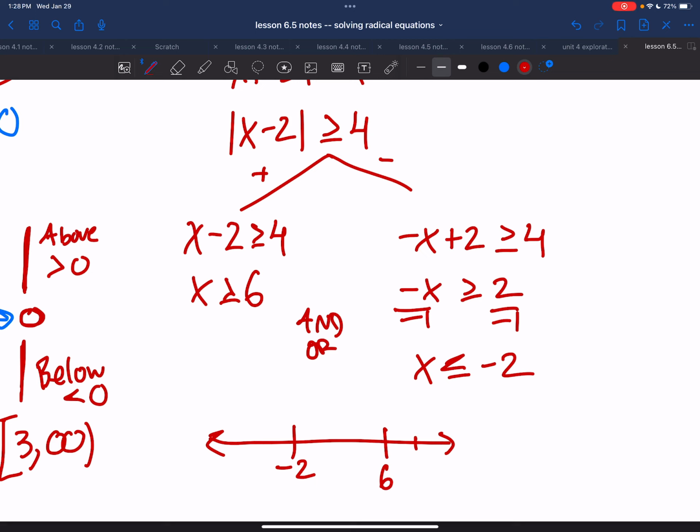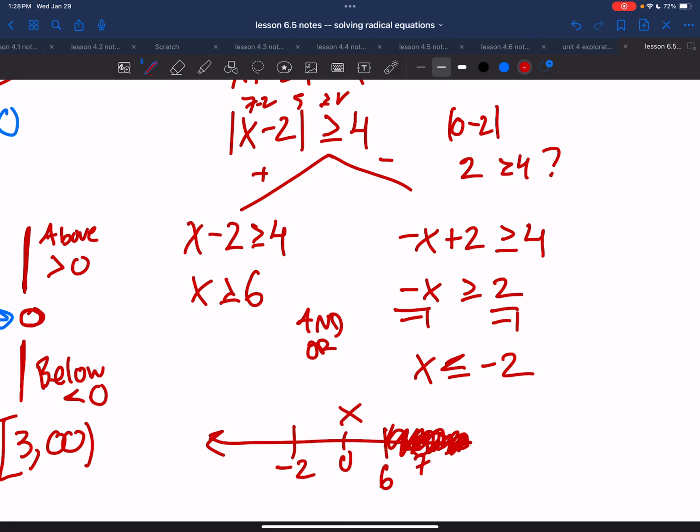So I'll plug in 7 right here. 7 minus 2 is 5. Absolute value 5 is more than 4. So this is good. So more than 6 is true, which means it's probably this, right? But you can check 0 is in between those. 0 minus 2 is negative 2, but absolute value is 2. Is 2 more than 4?